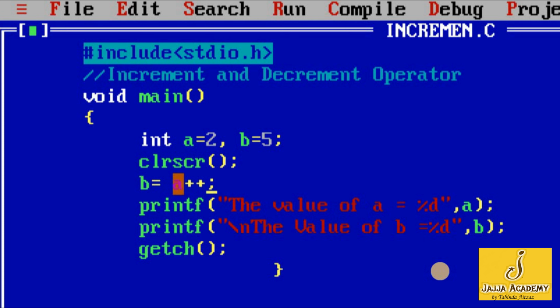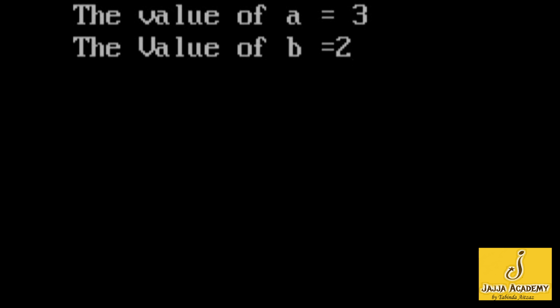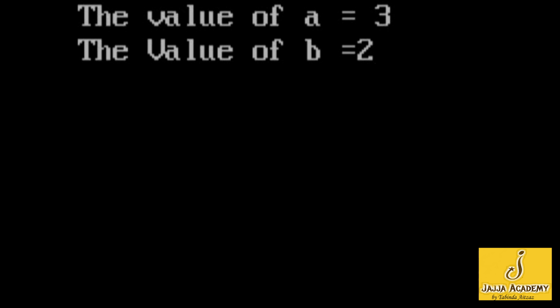Now as the postfix operator is used, it will be executed later. First of all, the assignment operator will be executed and the value of a, which is 2, will be assigned to the variable b. So b will become equal to 2 and then a will be increased by 1. That means a will become equal to 3. Now let's see the output. You can see the value of a is equal to 3 and the value of b is equal to 2. The output of prefix and postfix forms is different.